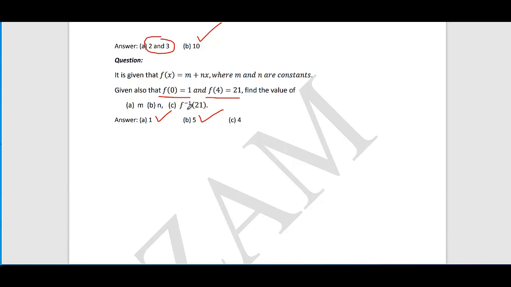In the last part, we have to calculate f inverse of 21. So here we have to calculate f inverse first, and then we'll plug in 21 there. So this is how we have solved this whole sheet. I hope you enjoyed this.